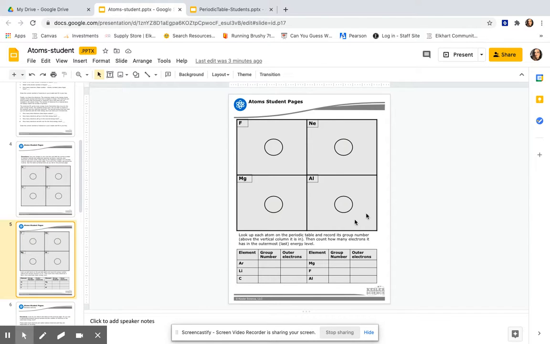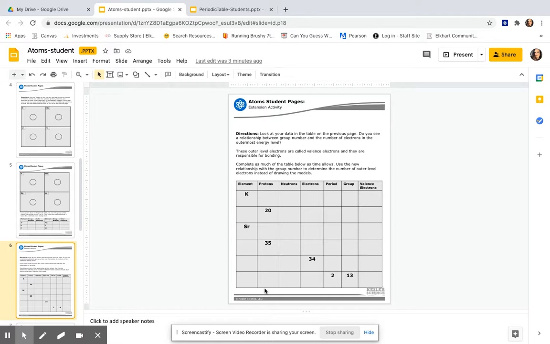And then you're going to look at that periodic table and record its group number, and then count how many electrons it has in the outermost energy level. Look at your data on the table on the previous slide. Do you see a relationship between your number and the number of electrons on the outermost energy level? These outer level electrons are called valence electrons, and they are responsible for bonding.